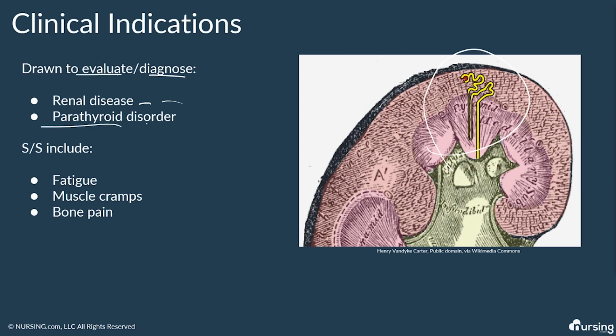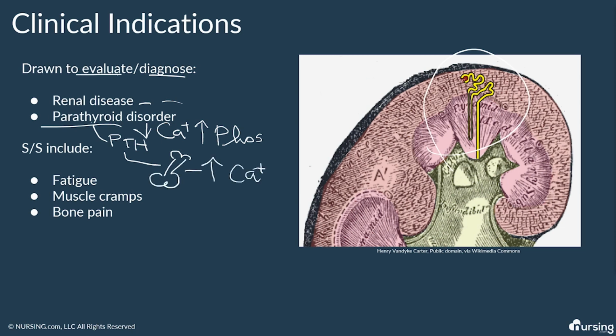When there's a decrease in serum calcium, there's an increase in phosphorus. And what that does is it causes the parathyroid to release parathyroid hormone. What does parathyroid hormone do? It asks the bones to release calcium to increase the serum calcium concentration. Signs and symptoms when one of these conditions is apparent are fatigue, muscle cramps, and even bone pain.